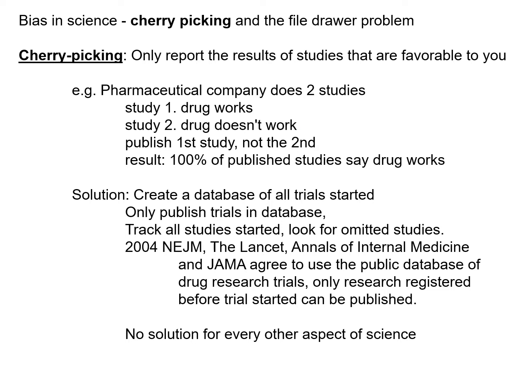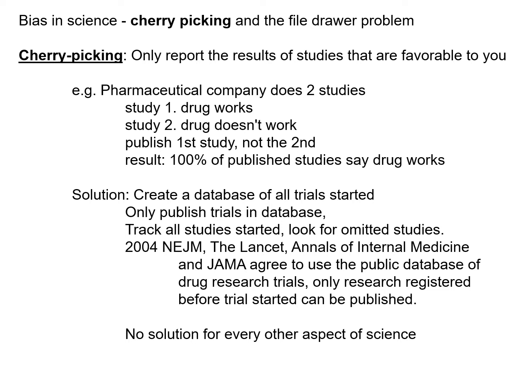So a solution to this is to create a database of all the trials that are started and only allow the publication of trials that are in the database. And then what researchers can do is they can follow up with these drug companies. They can look at all the studies that were started, that were registered in the database, and then look to see if any have been left out, right? If this pharmaceutical company registered this and then never published it, we can go and ask them, well, what are the results of this study?